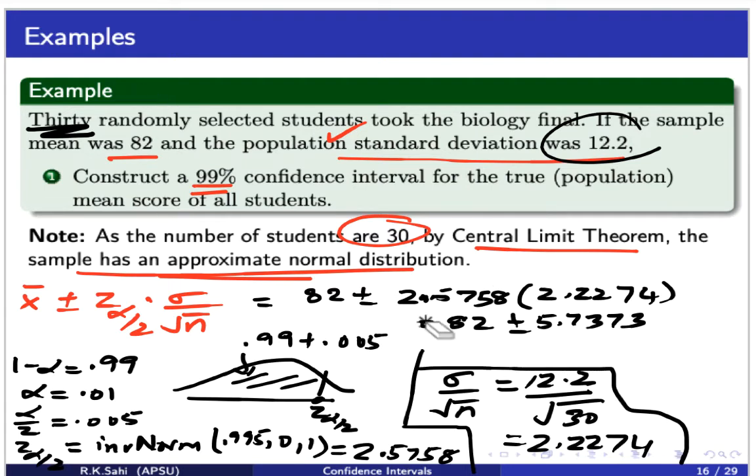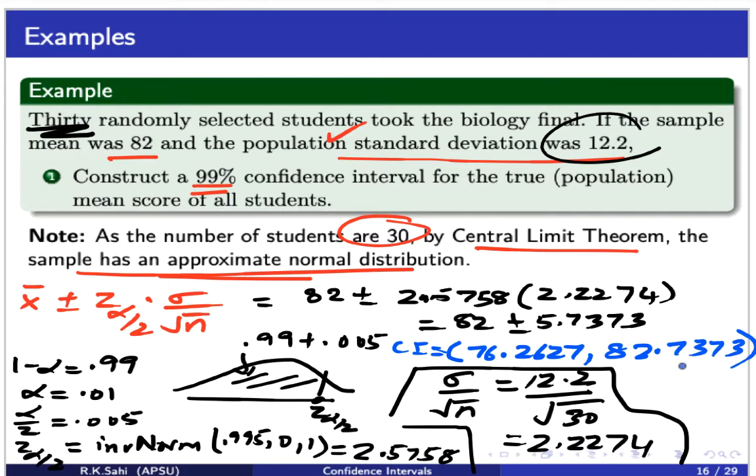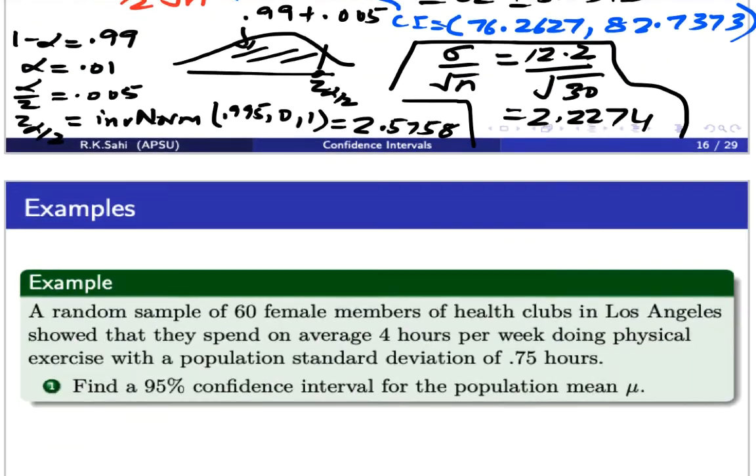So what's the confidence interval, guys? So the confidence interval is 82 minus 0.573, so that's 76.2627 and 82.7373. Okay, remember this is the confidence interval I am talking about. Okay, now let's look at one more example when we are given the population standard deviation.